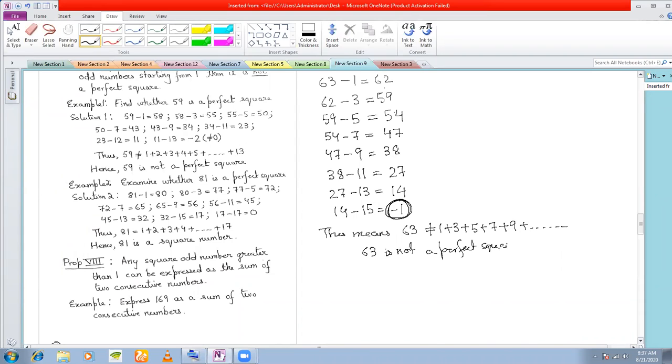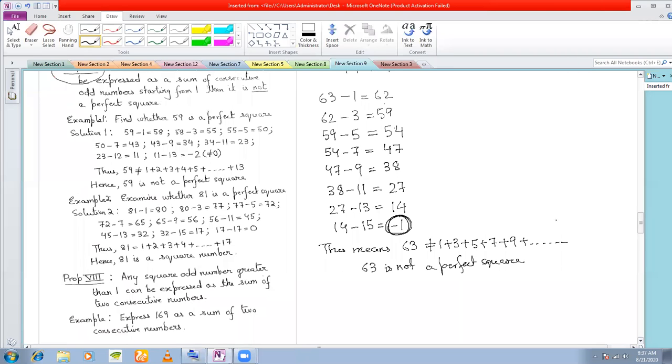Okay. Any problems with this? I'll take further examples, but I hope this example is clear. Since I have not obtained a 0 here, it means that 63 cannot be expressed as a sum of consecutive odd numbers. And since it cannot be expressed as a sum of consecutive odd numbers, it is not a perfect square. Okay, I'll take more examples next week.